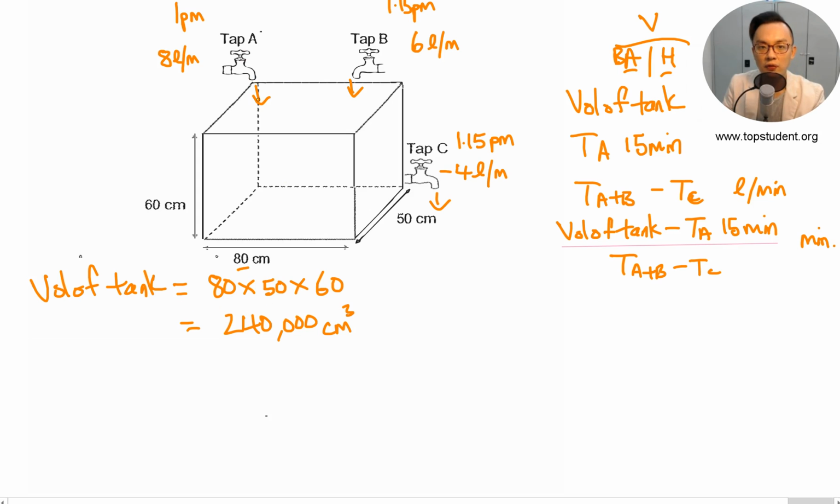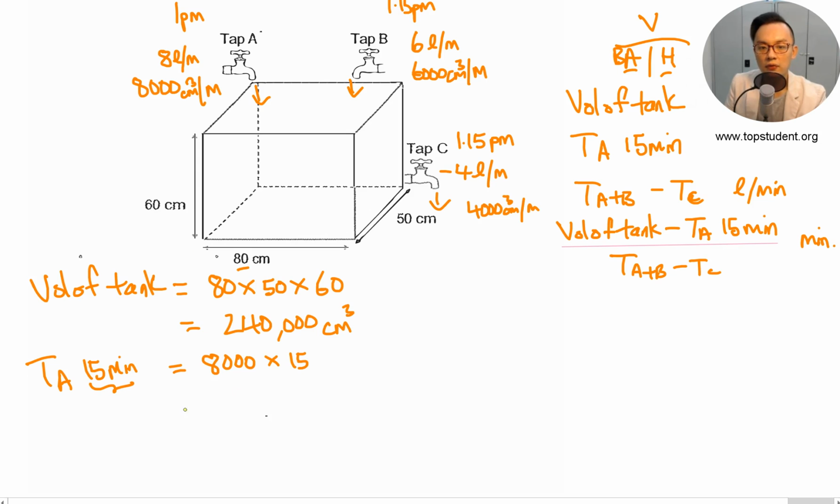Then after that, I need to find tap A for 15 minutes. The reason why 15 minutes, if you don't get it, is because I switched on tap A at 1 p.m., and then tap B is 1:15 and tap C is also 1:15. So I want to find in this 15 minutes how much tap A has gotten in. So tap A is 8 liters. To simplify things, let's change it into 8,000 cubic centimeters per minute. And this is 6,000 cubic centimeters per minute. And this is 4,000 cubic centimeters per minute. Alright, so tap A is 15 minutes. So it's 8,000 times 15 equals 120,000 cubic centimeters. So that's for tap A in 15 minutes.